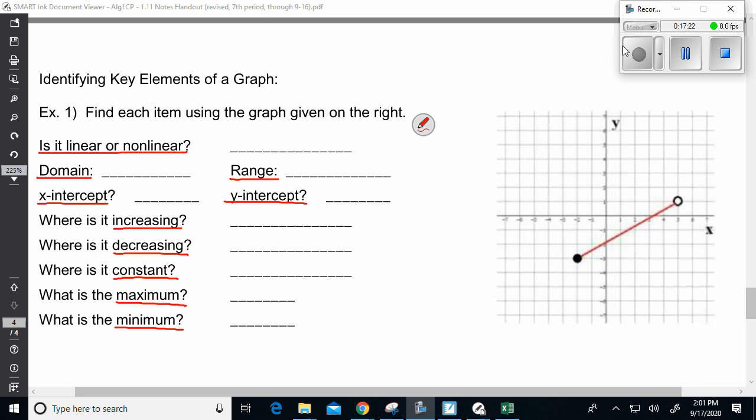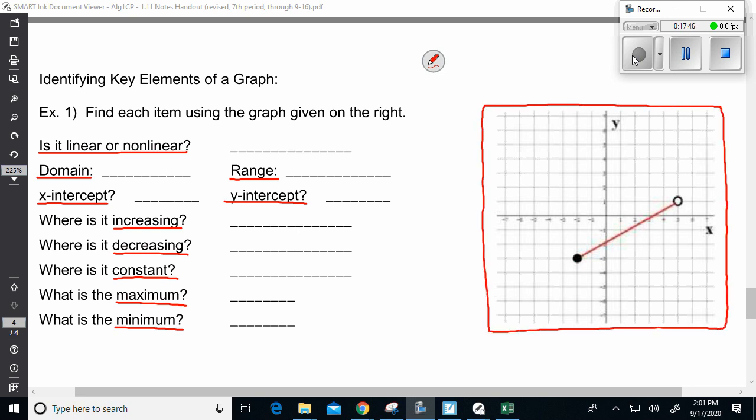So we're going to go through the process of looking at each part. Some things are easy. Some things take a little bit of thinking. But we can get it done nonetheless. So, first part. Is it linear or nonlinear? You look at this graph and look at what they gave you. Is that linear or nonlinear? Is that a single straight line? That's linear.